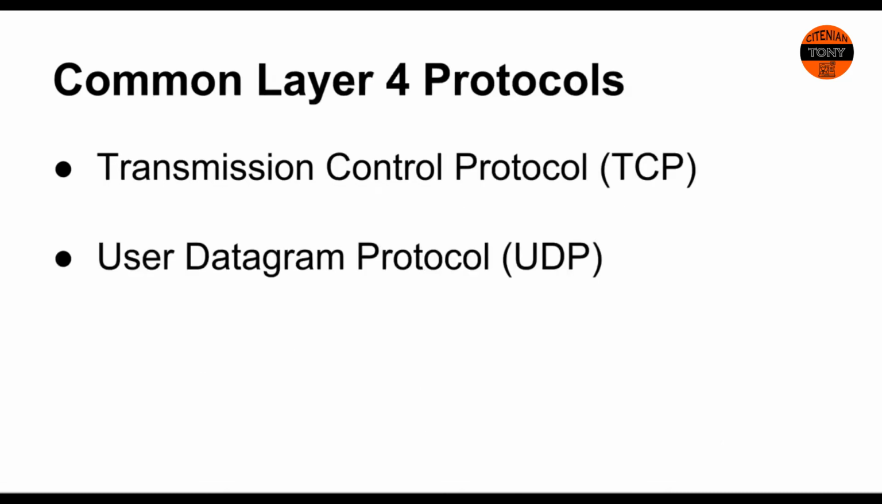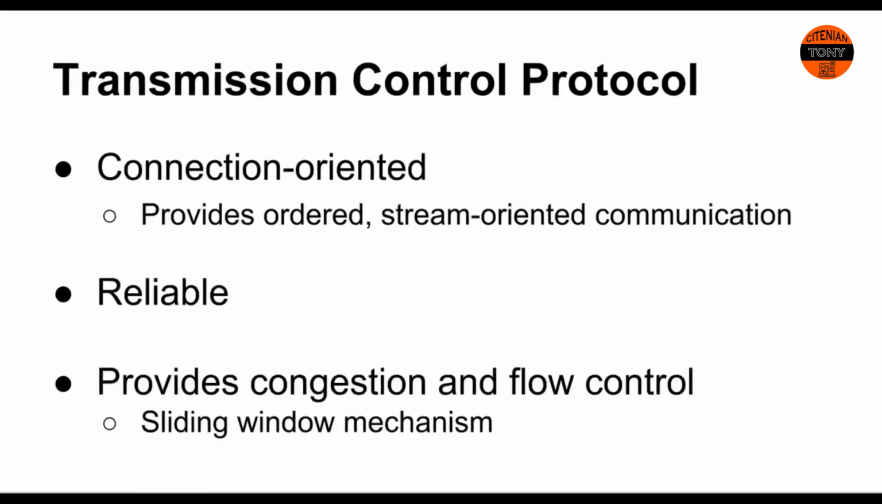So we have two extremely common layer 4 protocols, or transport layer protocols, in widespread use. Those are the Transmission Control Protocol, or TCP, and the User Datagram Protocol, or UDP. The Transmission Control Protocol, or TCP, is a connection-oriented protocol. It provides ordered, stream-oriented communication, meaning whatever information is put into the stream at one end should come out of the stream intact at the other end.